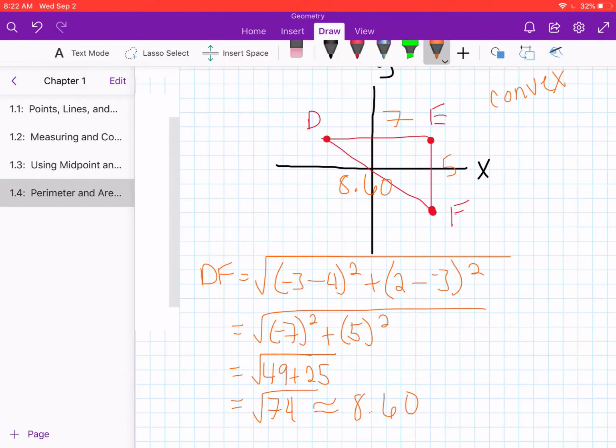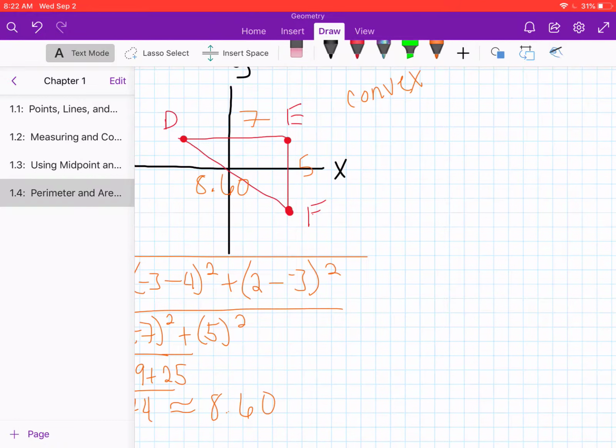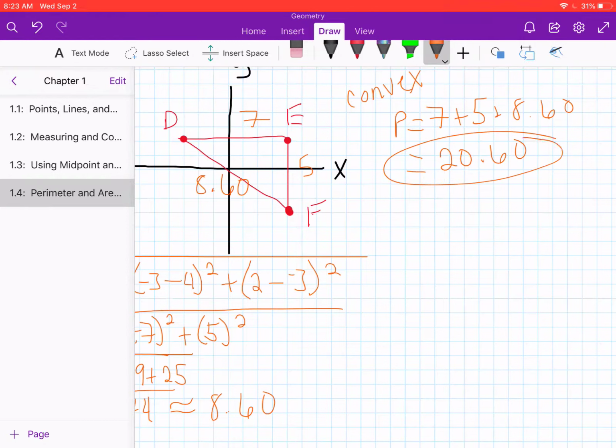We're not done. We only found that side, so now let's find perimeter. Remember, back in middle school, perimeter is the distance around the outside. So 7 plus 5 plus 8.60. 7 and 5 is 12, plus 8.60 is going to be 20.60. So there's our perimeter.